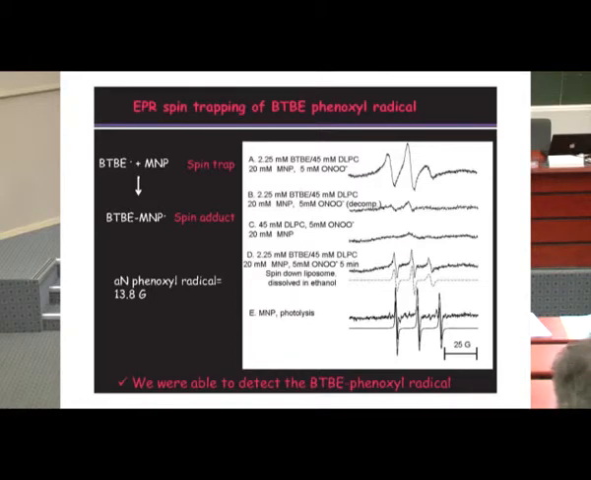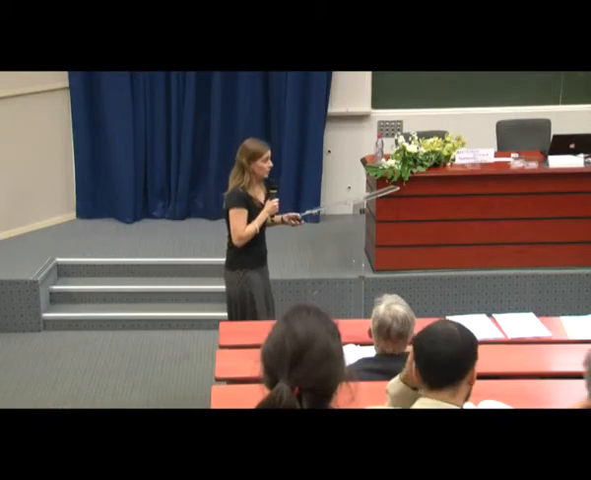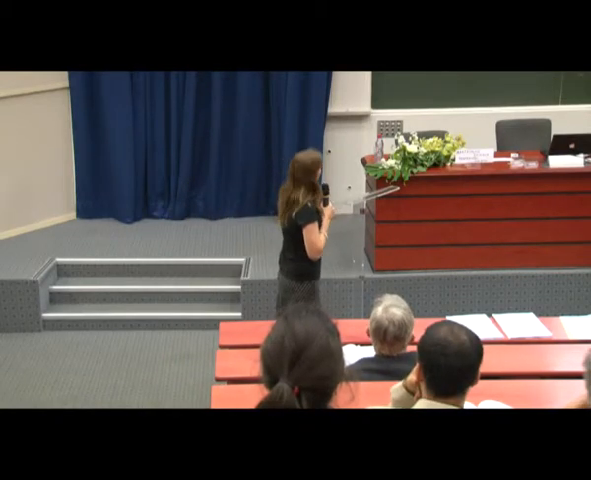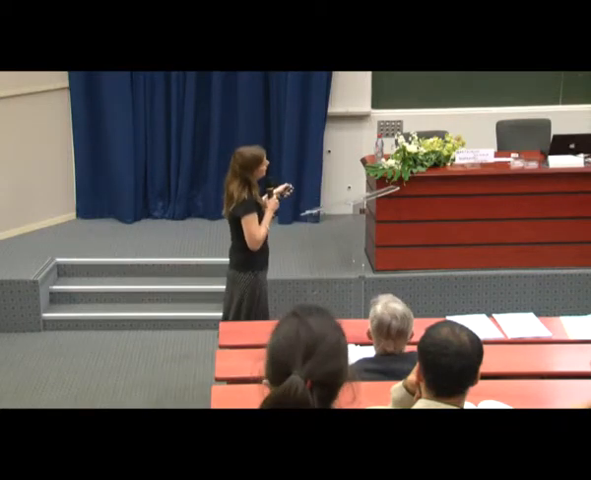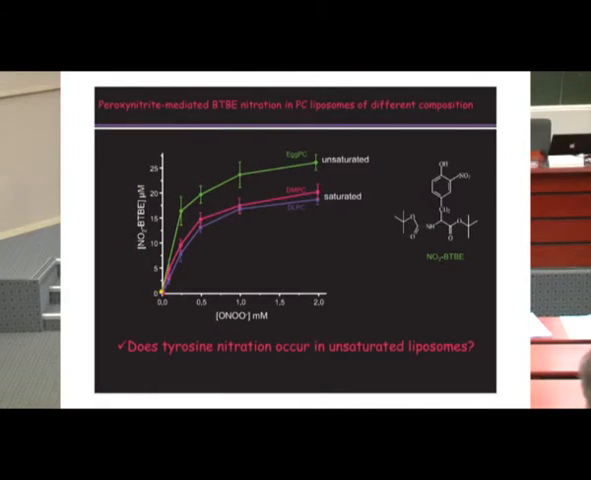So we performed EPR spin trapping experiments in order to detect the formation of the tyrosine radical derived from BTBE, and we worked with a spin trap called MNP. When we treated the liposomes containing BTBE with peroxynitrite in the presence of the spin trap, we were able to detect a 3-line signal, which is in agreement with the formation of a tyrosine radical within the membrane, as it happens with tyrosine in aqueous phases.